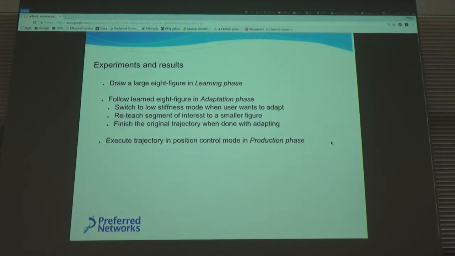And finally, the adapted trajectory will be executed in position control mode in the production phase.